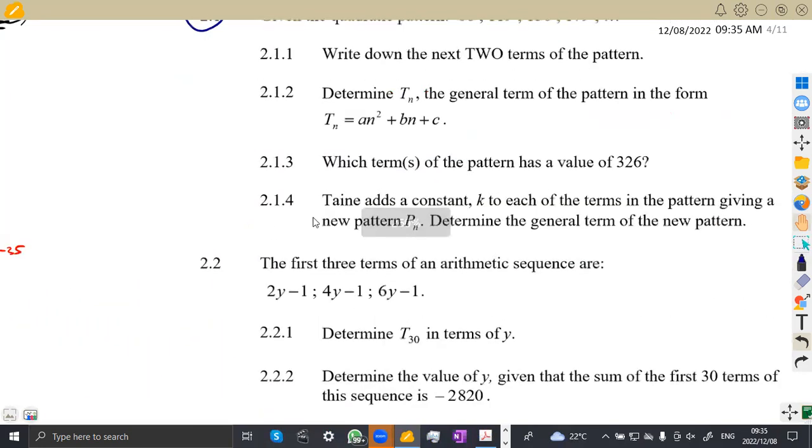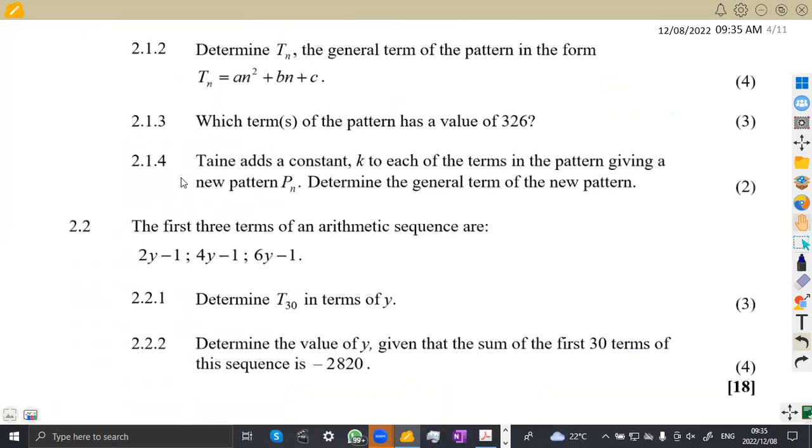All right, 2.13, which term or which terms? It can be a term or they can be terms of the pattern. Here's a value of 320. Take note of this pattern, the quadratic pattern. So they are saying Tn is equal to 326. Find the value of n. Find the value of values of n. That is what they are simply saying there.